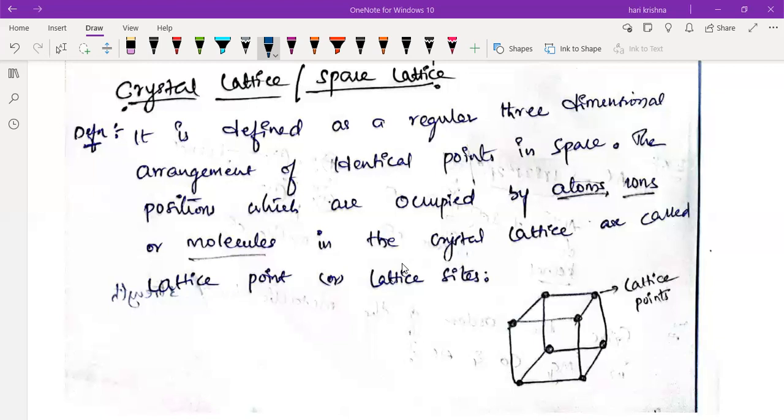So if you take the below as an example, we have taken one cube. In that cube, we are not placing atoms anywhere else, we are just placing the atoms at the corners of the cube. There are a total of 8 corners in the given cube, so we are placing all 8 atoms at the 8 corners. Now that cube is the space lattice, and that corner is the lattice point.